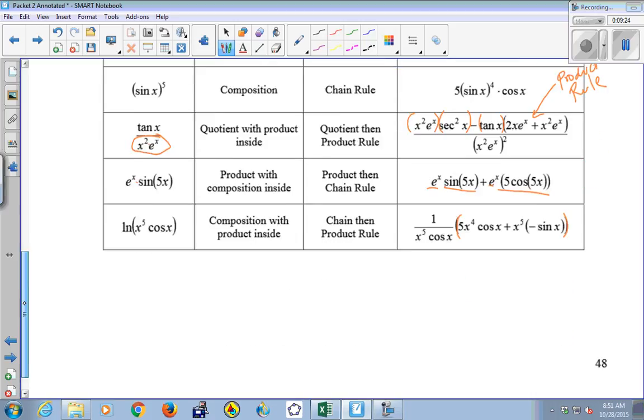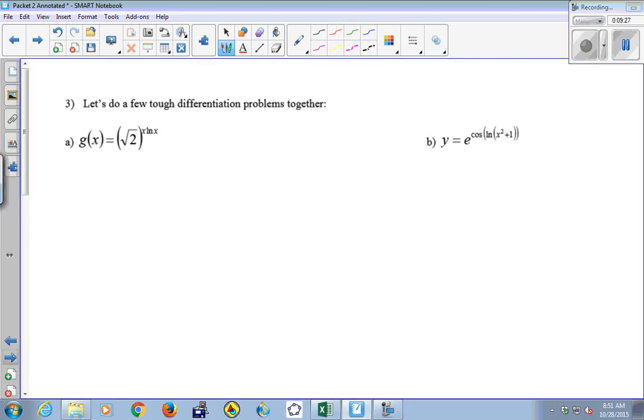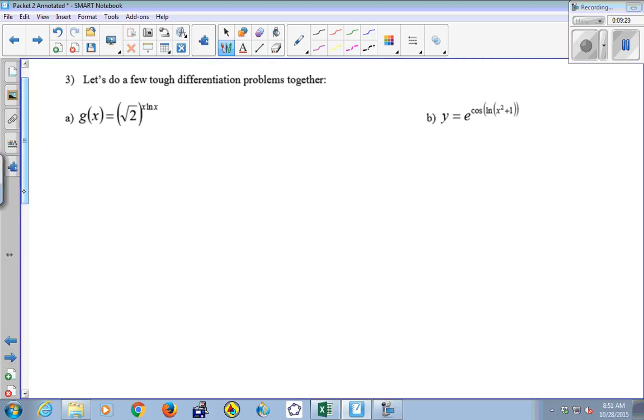All right, so let's do a couple of tough ones together. So g of x is the square root of 2 raised to the x ln x. Okay, so square root of 2 is a constant. The derivative of a constant raised to a power is the constant to the power times the ln of the constant.